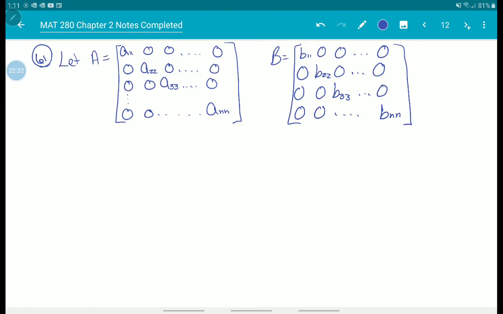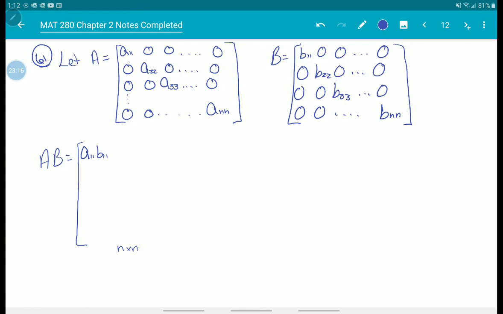Always keep in mind the goal. In this case, the goal is to prove that A times B is going to equal B times A. So let's look at A times B. And we're just going to use that multiplication algorithm. So we're still going to end up with an n by n. So first row times first column will be A11 B11, plus 0 times 0, plus 0 times 0. So we're going to have a whole bunch of zeros underneath. So we're going to have A11 B11 here, plus 0, plus 0, plus 0, plus 0, which is just going to be A11 B11.